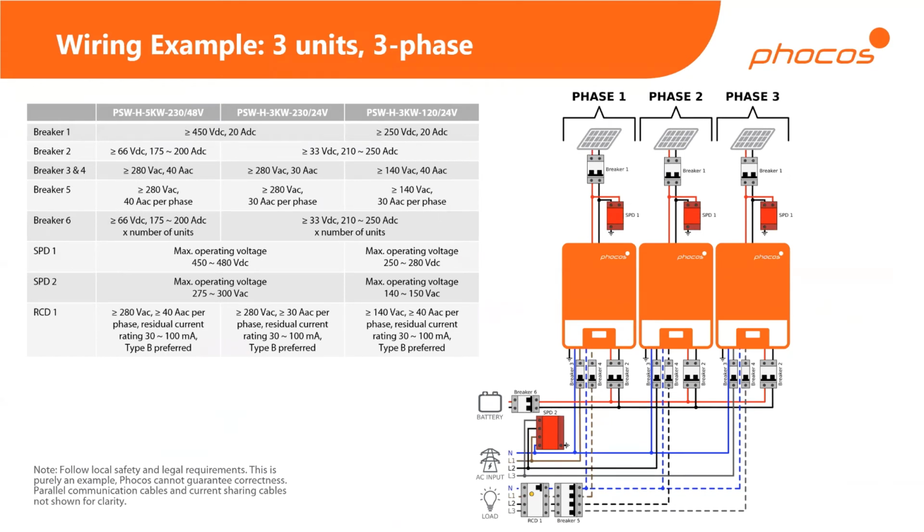Here we have the smallest size of a 3-phase system. You will need 1 inverter per phase, at least. And of course, you can then expand. You can have more than 1 inverter per phase.